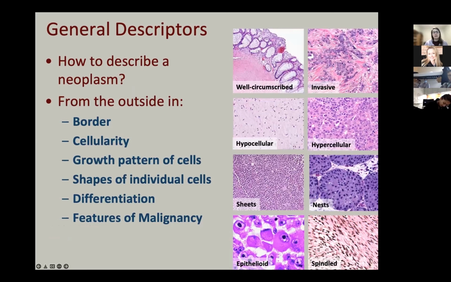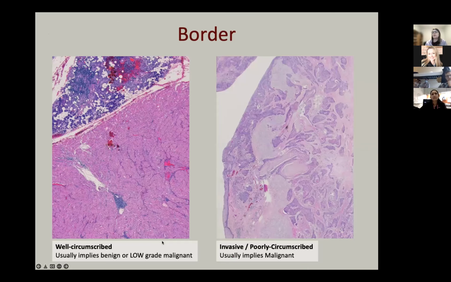Okay, so when we are looking at a neoplasm that we aren't necessarily certain what it is, on first look, we go through a systematic approach from outside to in, top to bottom, to determine what we think this lesion could be. So we're going to look at the border, at the cellularity, at the growth pattern of the cells, at the shapes of the individual cells within those patterns, at the state of differentiation of the tumor, and what other features of malignancy might be present. So let's start from the border.